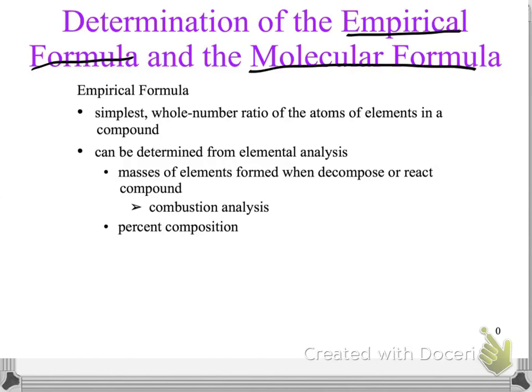Empirical formula is nothing more than a simplest whole number ratio that describes the number of atoms of a particular element in a compound. And this one is determined through experimental elemental analysis, in which the masses of each element that is formed when you decompose or react that particular compound are measured, and one method of doing that is through combustion analysis, or determination of the percent composition of a particular element in a compound.